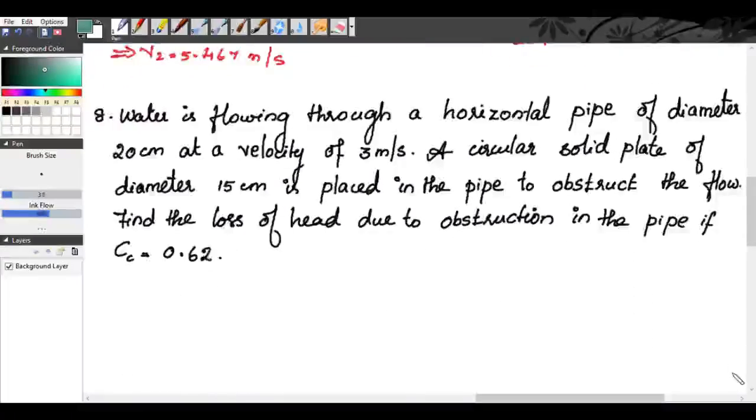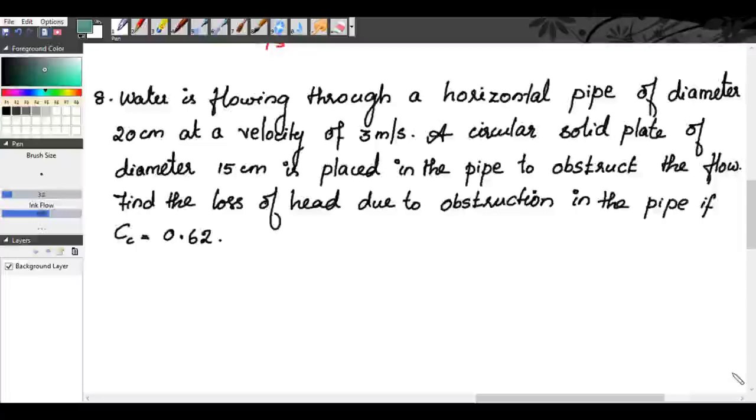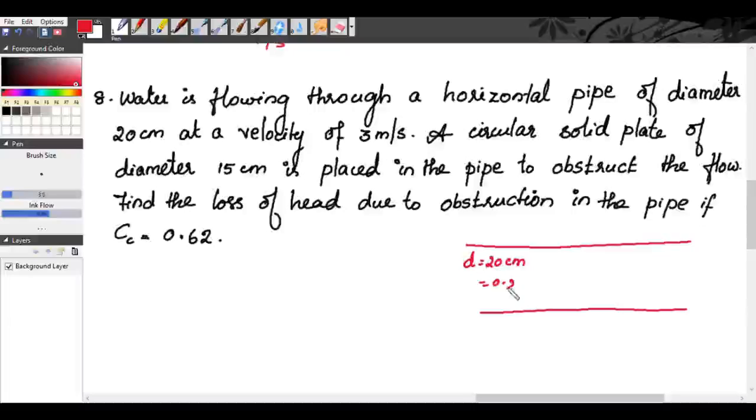So next problem is, water is flowing through a horizontal pipe of diameter 20 centimeter at a velocity of 3 meter per second. So the flowing liquid is water. It is flowing through a horizontal pipe of diameter 20 centimeter. So D is equal to 20 centimeter, that is 0.2 meter, at a velocity of 3 meter per second.